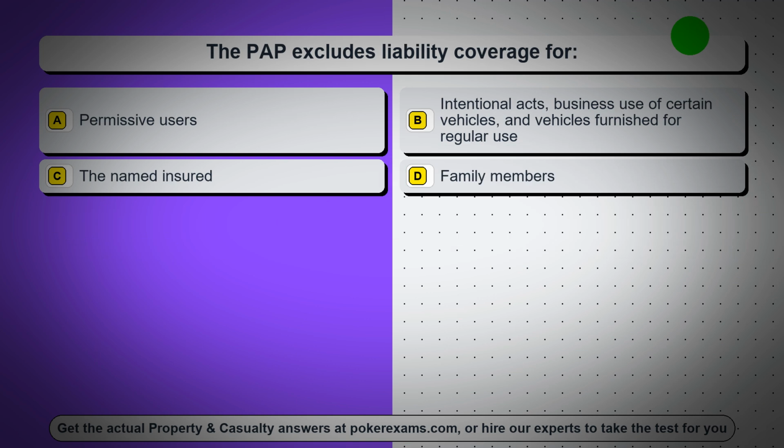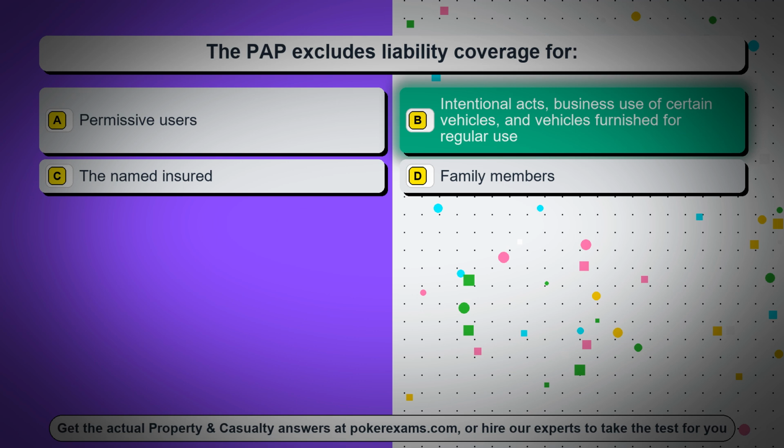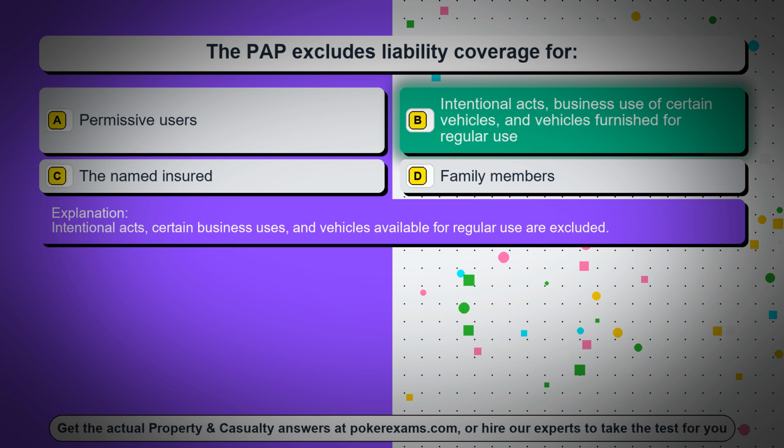Question 89. The PAP excludes liability coverage for option A, permissive users, option B, intentional acts, business use of certain vehicles, and vehicles furnished for regular use, option C, the named insured, option D, family members. The correct answer is option B, intentional acts, business use of certain vehicles, and vehicles furnished for regular use. Intentional acts, certain business uses, and vehicles available for regular use are excluded.